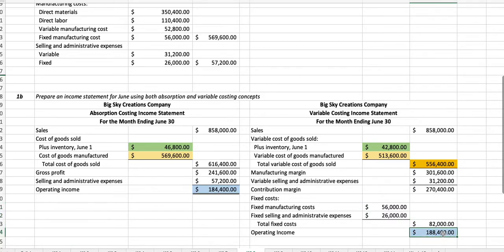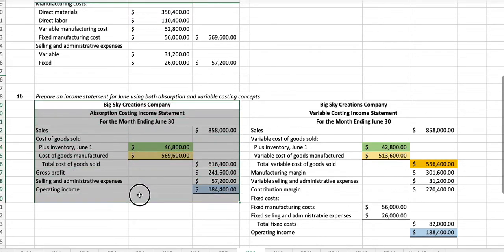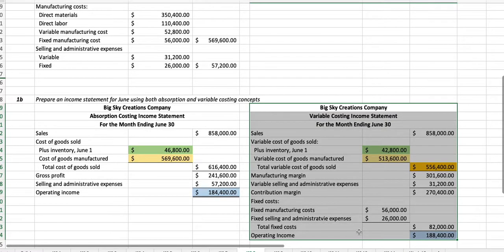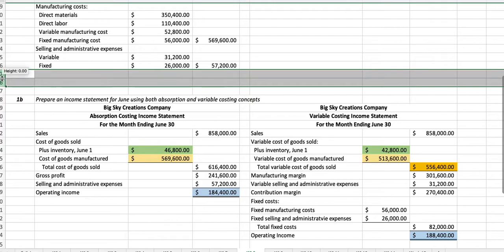And again, why is that? It's because we actually stored some of those fixed costs here, fixed costs that were incurred in May, were stored in inventory for your absorption costing, but they were not stored in inventory for the variable costing. So I'm going to take a moment and we're going to look at May and June together.